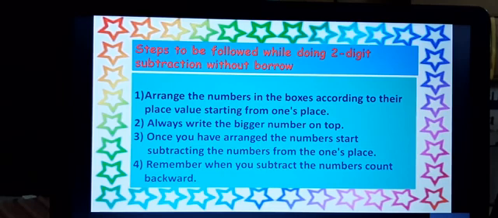Now we will come to the third point. Once you have arranged the numbers, start subtracting from the ones place, from your right side, as I already said. And the fourth point: when you subtract the numbers, count backward. In addition, we used to count forward. If it is 6 plus 3, after 6 we add 3: 6, 7, 8, 9. But in subtraction, you have to go backward.